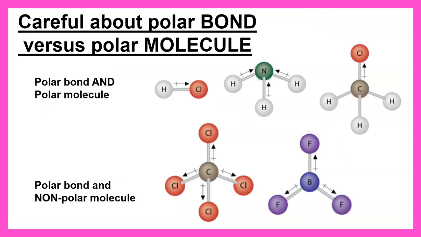Always double check to see if they're asking about a bond polarity or a molecule polarity. All of these top ones here, these 3, have polar bonds and are polar molecules because their dipoles do not cancel out. You end up with a net dipole, an overall dipole. Down here, the bond dipoles cancel out, and you end up with a non-polar molecule. Here, this one is easy to see, top and bottom the same, left and right the same.